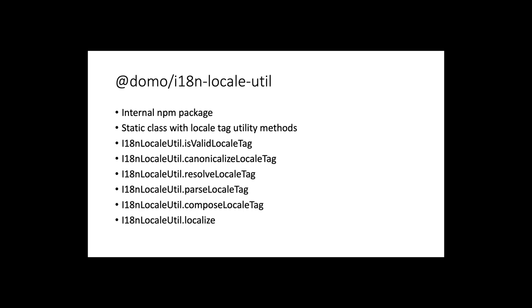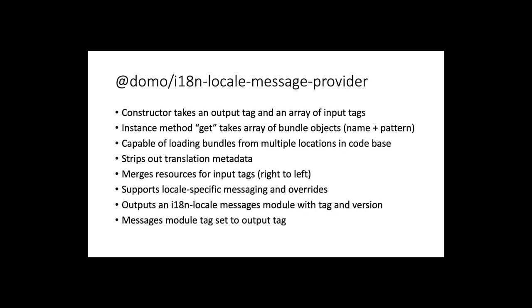The I18N locale message provider is the tool we use to create I18N locale message bundles. Its constructor takes an output tag and an array of input tags, and it has a single public instance method, get, which takes an array of bundle objects, each of which must include an I18N locale utility compatible localized file path or pattern, and can include an optional name for the bundle. If no bundle name is provided, the contents of the resources loaded by the provider are put at the root of the outputted message module's main element.